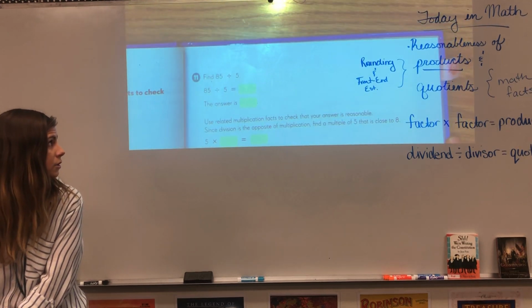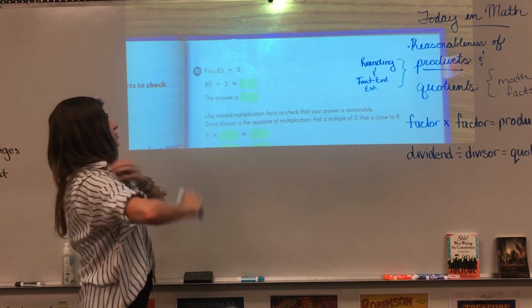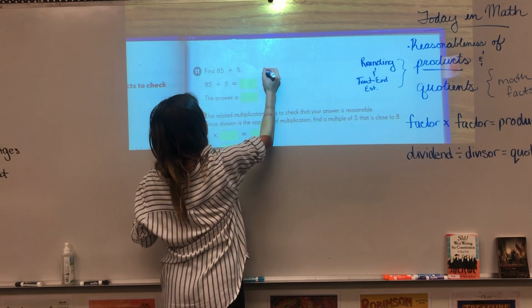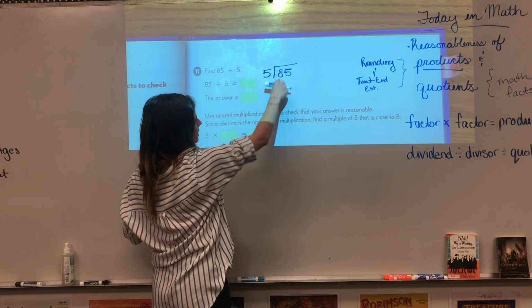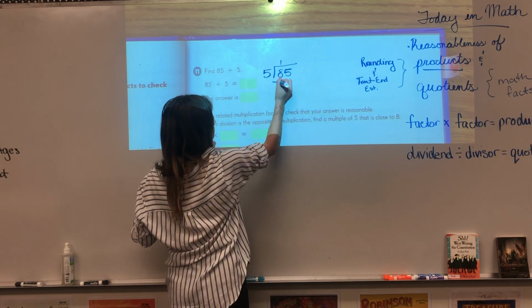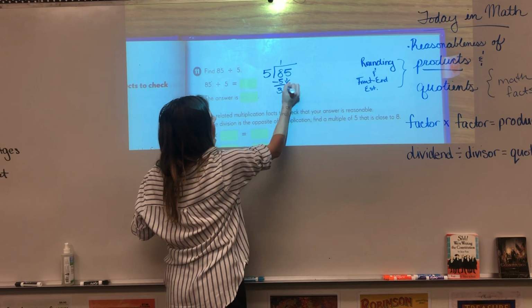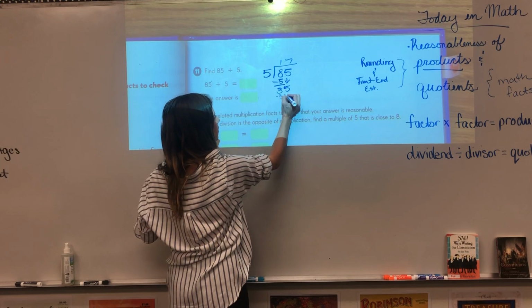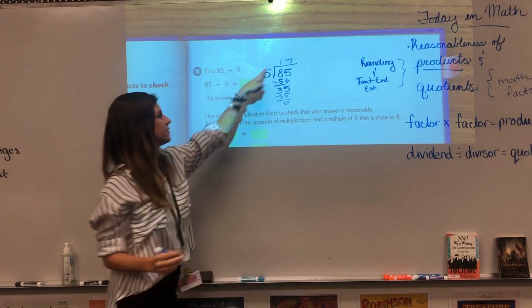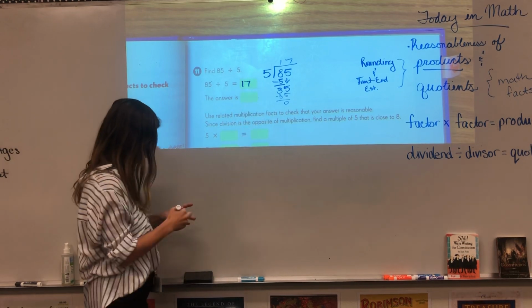So 85 divided by 5. So we solve the problem. 5 goes into 85. 5 goes into 8 one time. 1 times 5 is 5. Minus, you get 3. Bring down the 5. 5 goes into 35 7 times. 7 times 5 is 35. So 85 divided by 5 is 17.